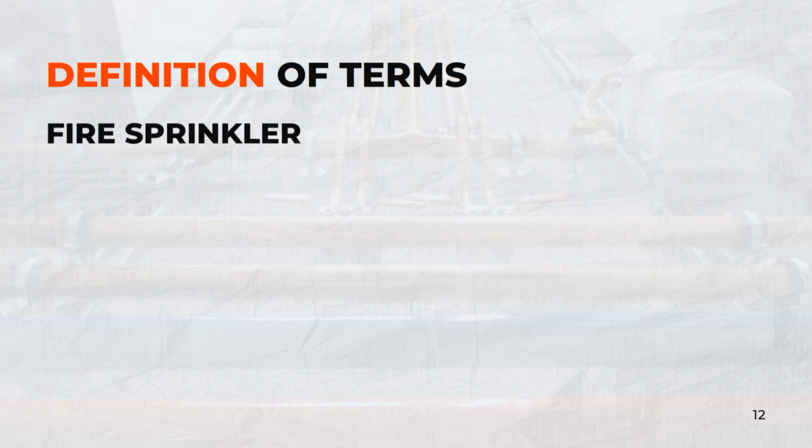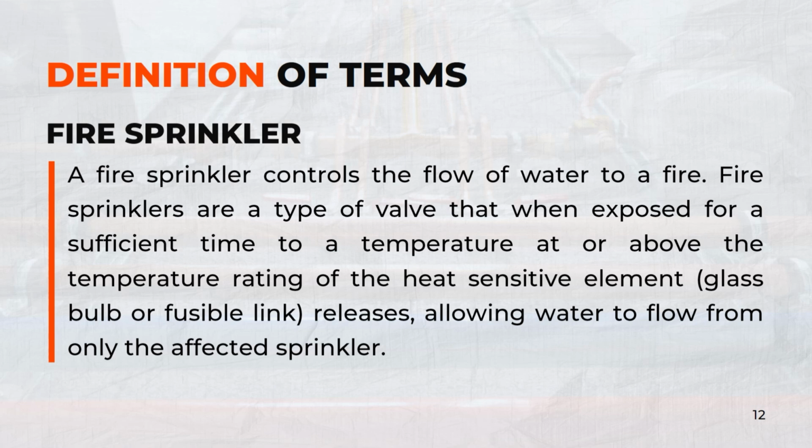Fire sprinkler. A fire sprinkler controls the flow of water to a fire. Fire sprinklers are a type of valve that, when exposed for a sufficient time to a temperature at or above the temperature rating of the heat-sensitive element, glass bulb, or fusible link, releases, allowing water to flow from only the affected sprinkler.